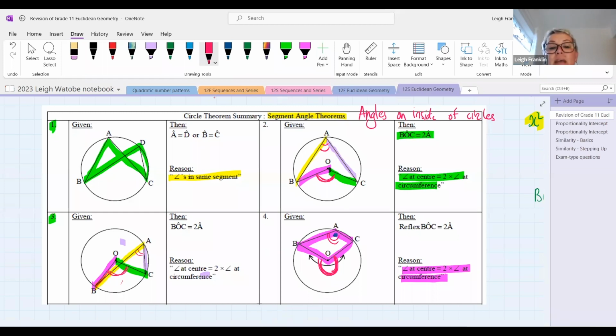So in other words, if this angle over here was 120 degrees, this angle over here would be 60. Yes, ma'am. Okay. So to see that on the third diagram, I can't see how the theorem applies to the third diagram. Okay.